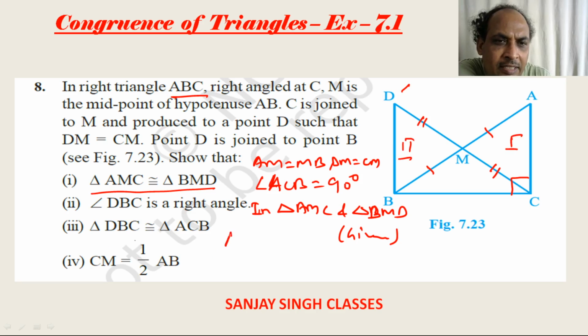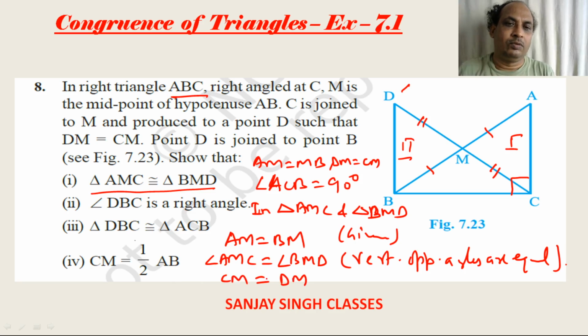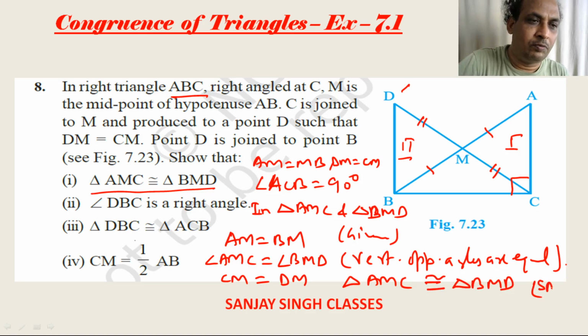So we can say that AM is equal to BM. Then angle AMC is equal to angle BMD, because vertically opposite angles are equal. Then CM is equal to DM. So now triangle AMC is congruent to triangle BMD using SAS rule.